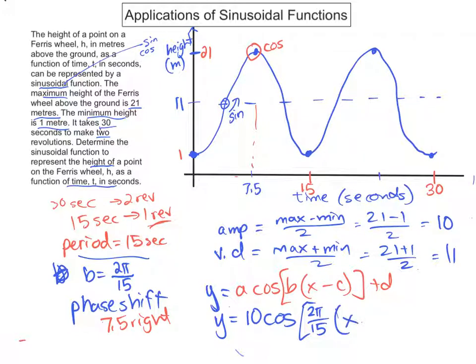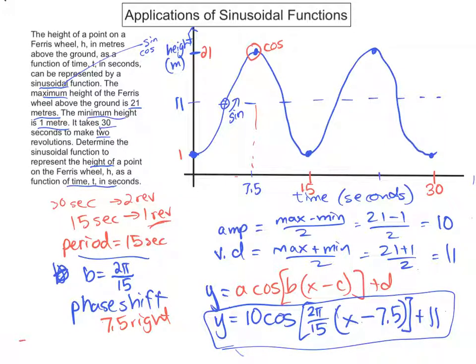And then we have x minus our phase shift, which is 7.5. If it had been moved left, it would have been plus 7.5. And then plus our d value, vertical displacement, which is 11. And there you go. That would be our equation.